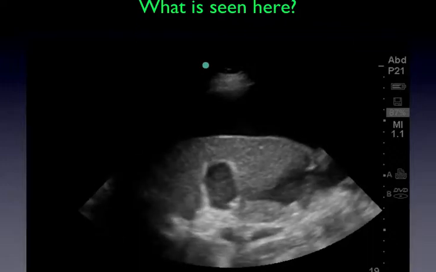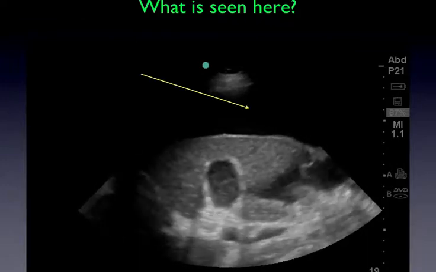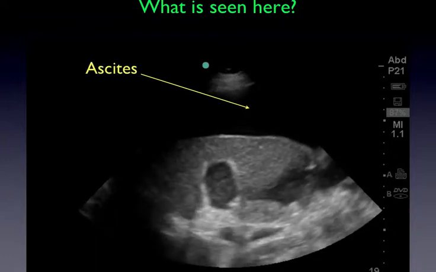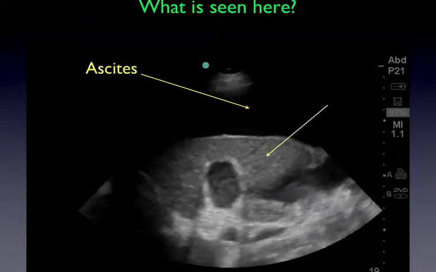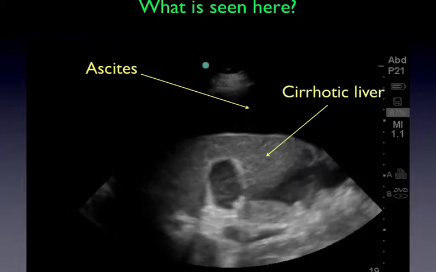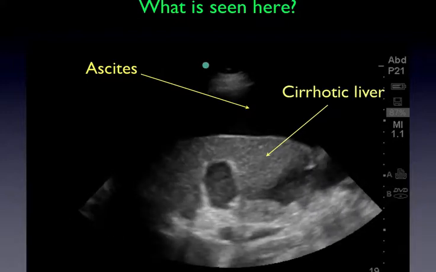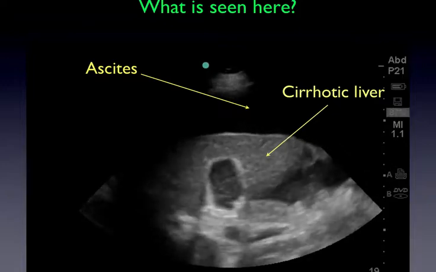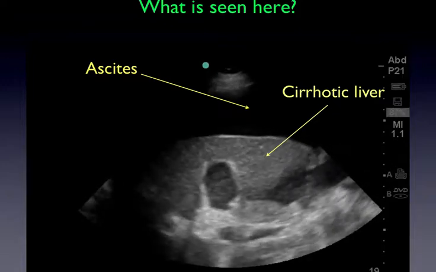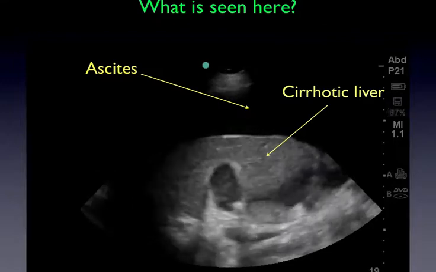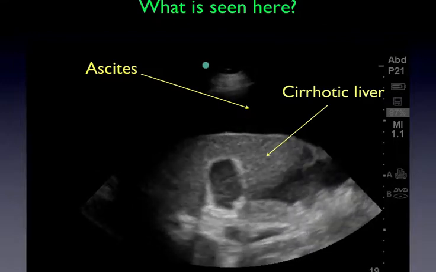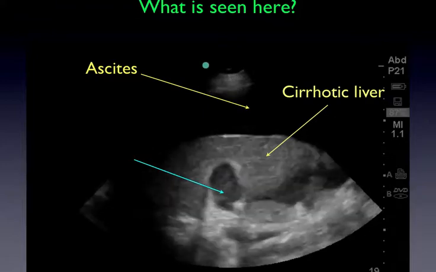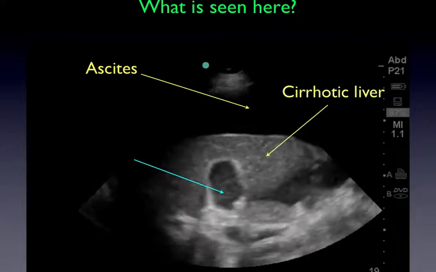What's seen here on this clip? What's at the tip of the arrow here? Right, that's ascites. And over here, very good, that's a cirrhotic liver. And you can see it's not just a liver, but it's contracted, it's hyperechoic, and virtually no vasculature. If it wasn't for the fact that you have this over here, you might think it was the spleen.